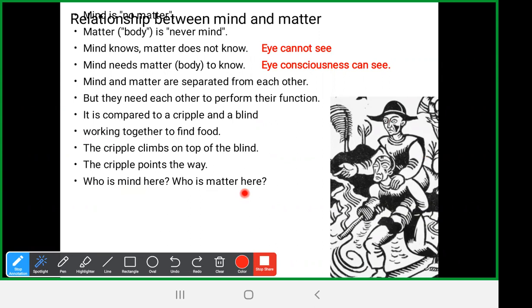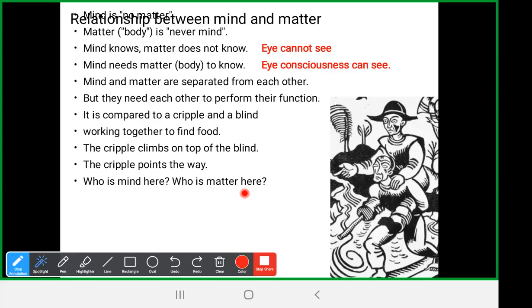Yeah, the cripple is the mind. Okay, the cripple is like the mind, and then the blind is the matter. The blind man is the matter. The mind is the cripple. Yes, and then the blind is the matter.